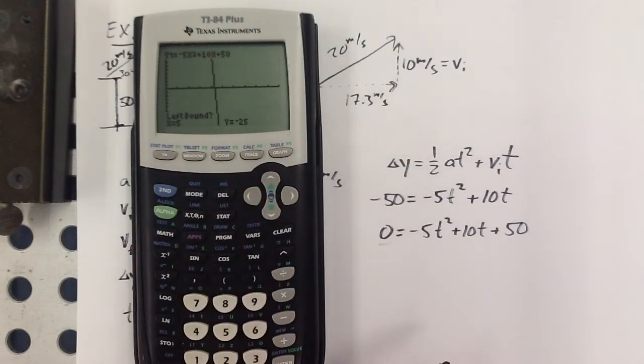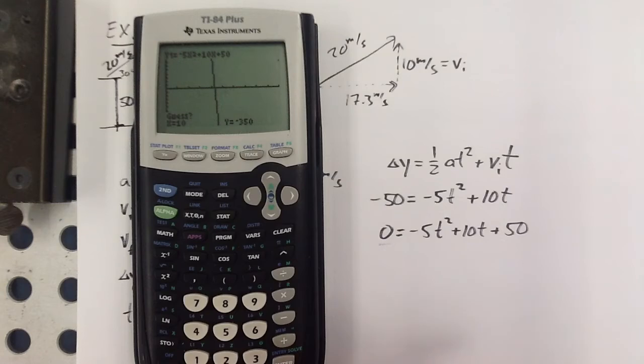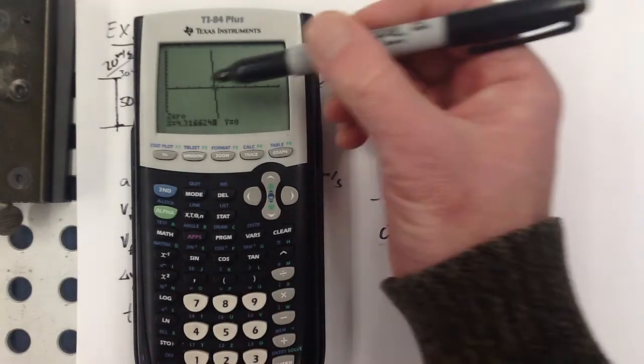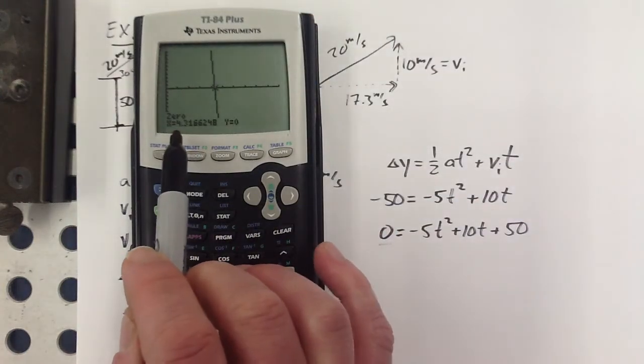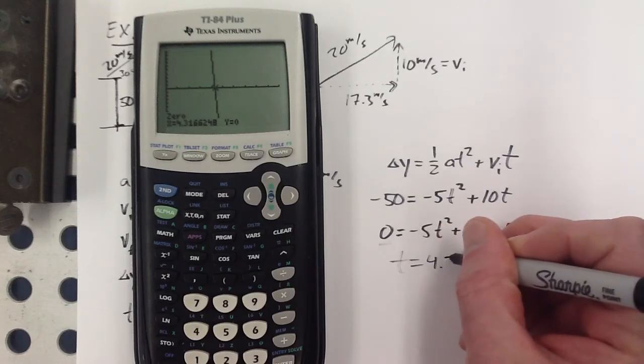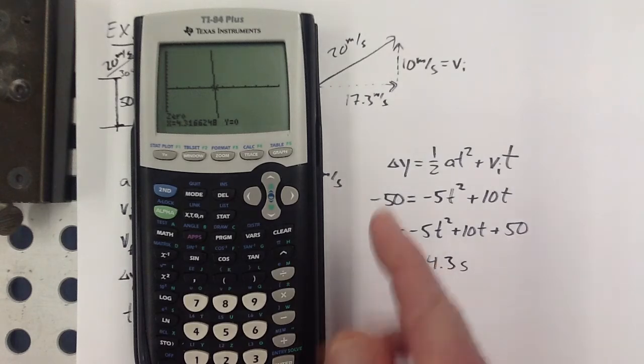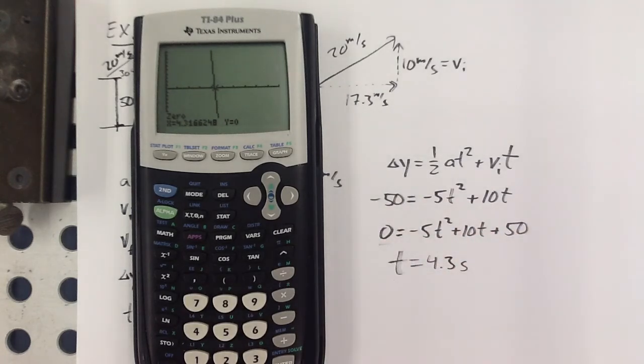Left boundary, 0. Right bound, 10. And then you have to hit enter one more time. I don't know why it does this last prompt here, but it does ask you one more time to hit enter. So you don't have to type anything when it says guess, just hit enter again. And then it's going to find that for me. So it looks like my time is about 4.3 seconds. There's nothing that you have to show. If you're doing this on a test, there's no work to show. You just did this with your calculator, right?